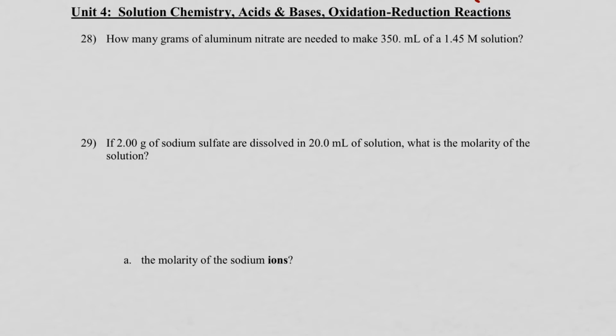How many grams of aluminum nitrate are needed to make 350 milliliters of a 1.45 molarity solution? So step 1 is we need to know the chemical formula for aluminum nitrate. So we start with the ions. Al plus 3 based on its location, nitrate NO3 negative 1, polyatomic ion. Now we need to crisscross those charges like we've been doing all fall, and we end up with Al(NO3)3.